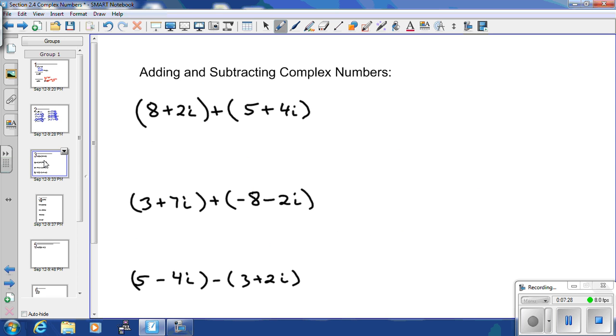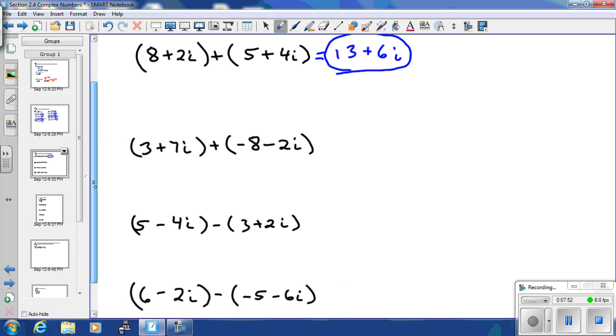Now we're going to talk about how to add and subtract complex numbers. This is a relatively simple procedure. What we're going to do is add basically like terms. 8 plus 5 makes 13. 2i plus 4i is 6i. And that's all there is to that. So pause the video, give the next few a shot, and then resume it and see if you get what I get here.